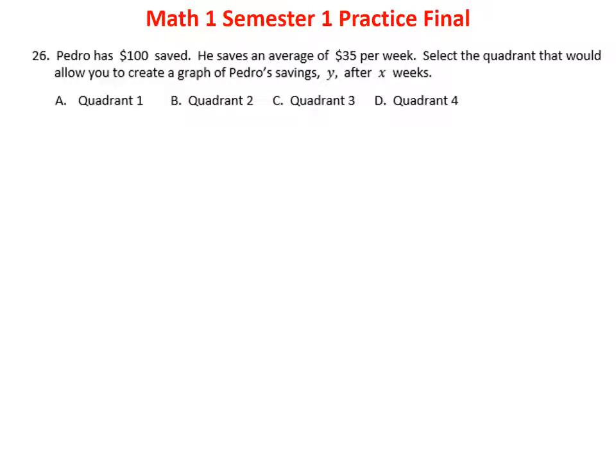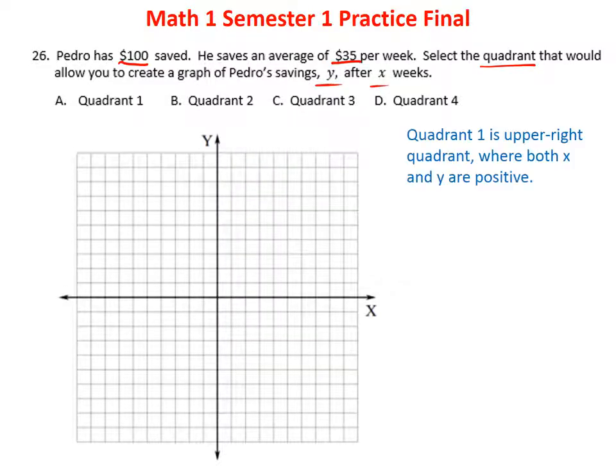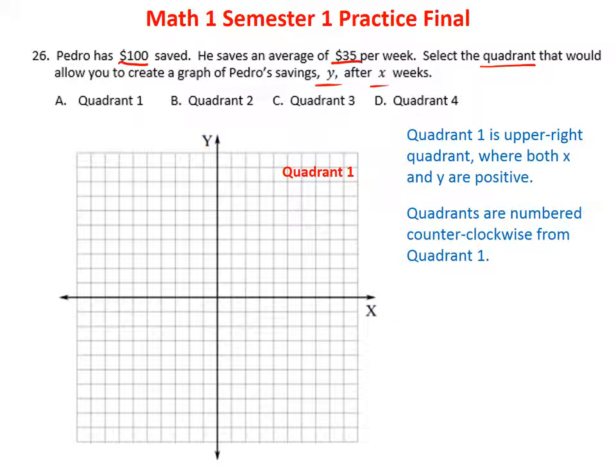Problem 26 is asking us about Pedro. Pedro has $100 saved. That's what he starts with. That's his initial value. And every week he puts in another $35, so it's going up. The question is, select a quadrant that would allow you to create a graph of Pedro's savings, Y, after X weeks. Okay? So if I have a graph here, notice that quadrant 1 is up here. This is quadrant 1, and then it goes counterclockwise. The numbers are counterclockwise, so they go quadrant 2, quadrant 3, and quadrant 4.